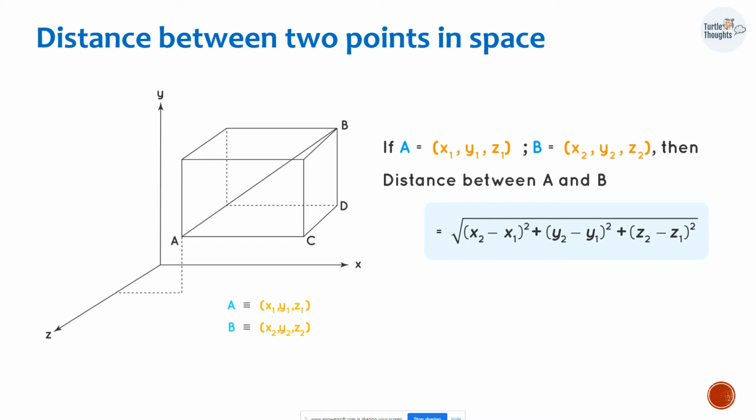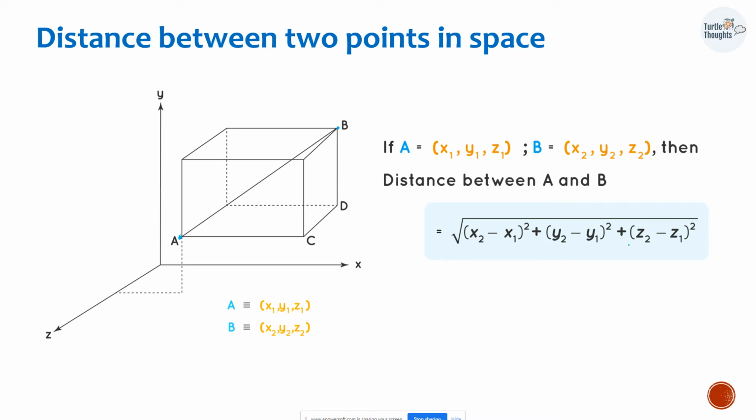Let us move to the next concept, which is the distance between 2 points in space. This is similar to the distance between 2 points in a plane, right? If I have 2 points A and B lying in space, and the coordinates of A have been taken as x1, y1, z1, and the coordinates of B as x2, y2, and z2, then the distance between the points A and B is given by the square root of x2 minus x1 whole square plus y2 minus y1 whole square plus z2 minus z1 whole square.